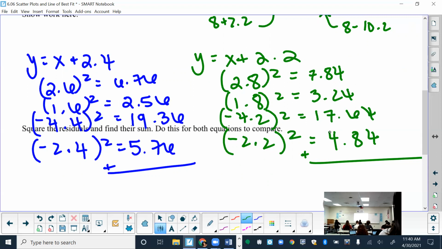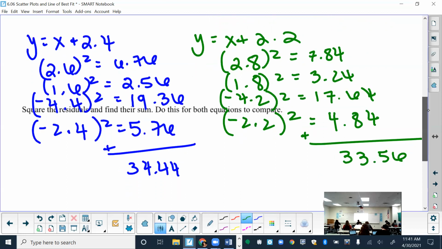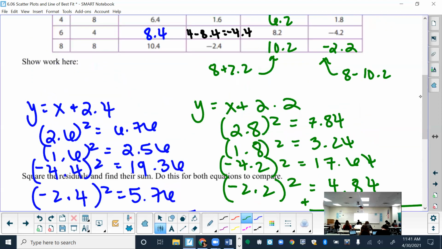So add them all up for each one. So like the blue side, when I add them up, I'm sure you guys could do that, so I'll save you some time. We get 34.44. When we add up all the green values, we get 33.56. So which line is the best line of fit?